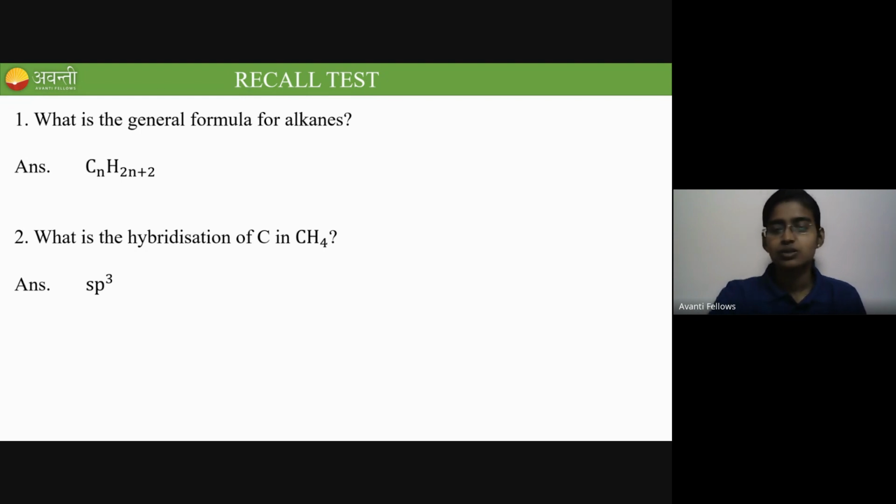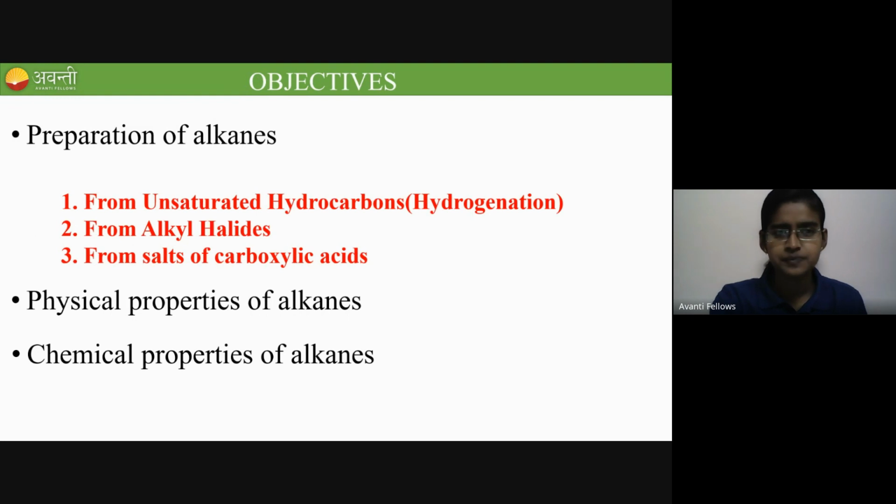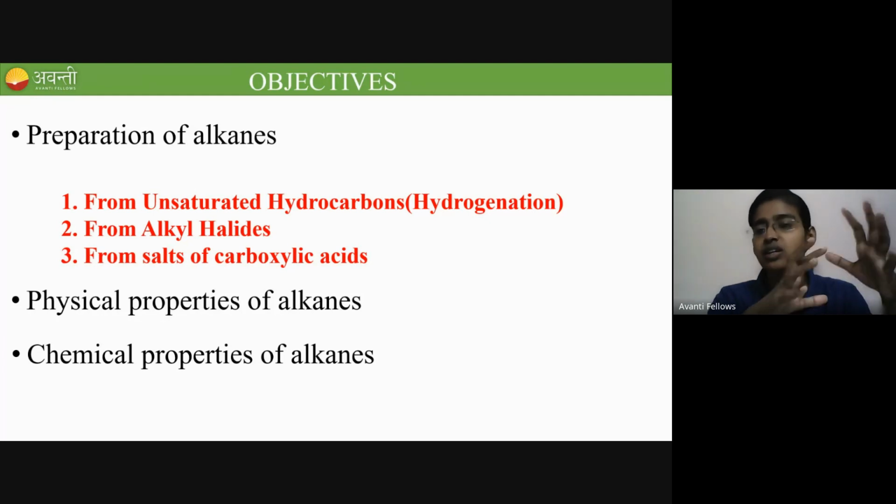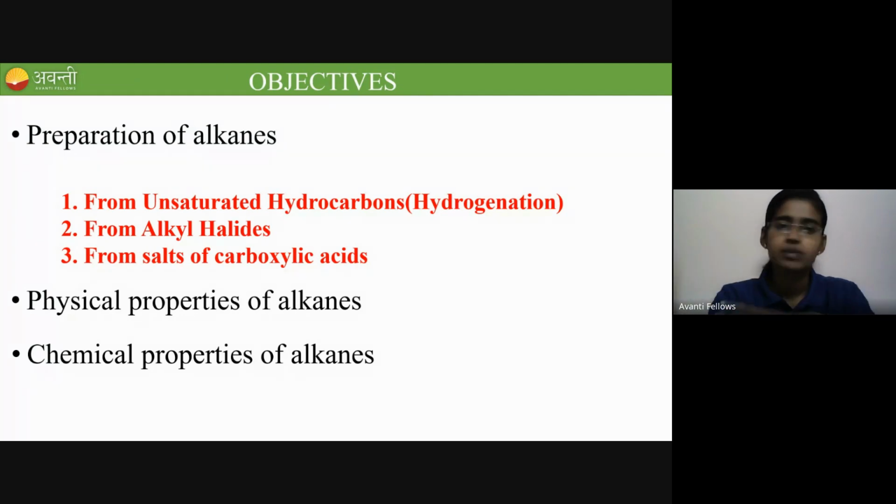Moving on to today's class. Today we are going to discuss the preparations of alkenes. We have studied the introductory part of alkenes, the nomenclature of alkenes, and isomerism of alkenes. Those three topics are over. Now the fourth topic for alkenes is preparation. We are going to prepare these alkenes and then study the physical properties and chemical properties of alkenes. With chemical properties, the alkenes topic will get over.